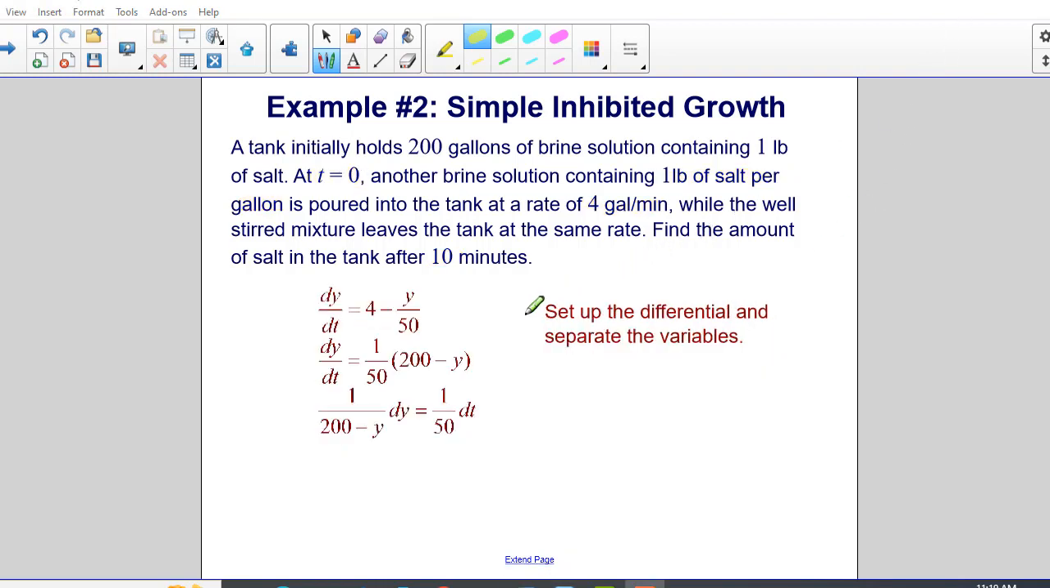So taking the information, we set up the differential equation and separate the variables. So dy/dt is equal to the rate in, 4, minus the rate out, y divided by 50. And using some algebra where I factor out 1 over 50, we're going to have 1 over 50 times 200 minus y. What I did was factor out a 1 over 50 from this top expression. So now I can use separation of variables. I divide both sides by 200 minus y to get 1 over 200 minus y times dy, and I cross multiply my dt to get 1 over 50 dt.